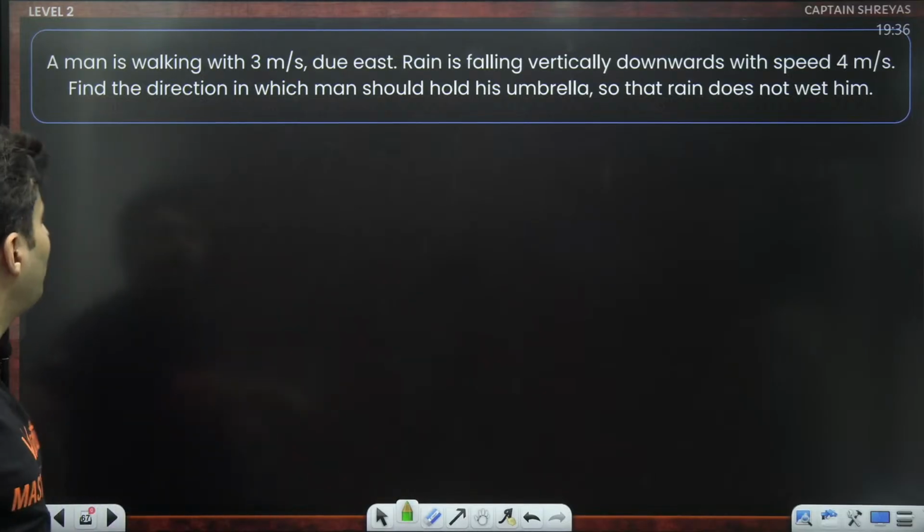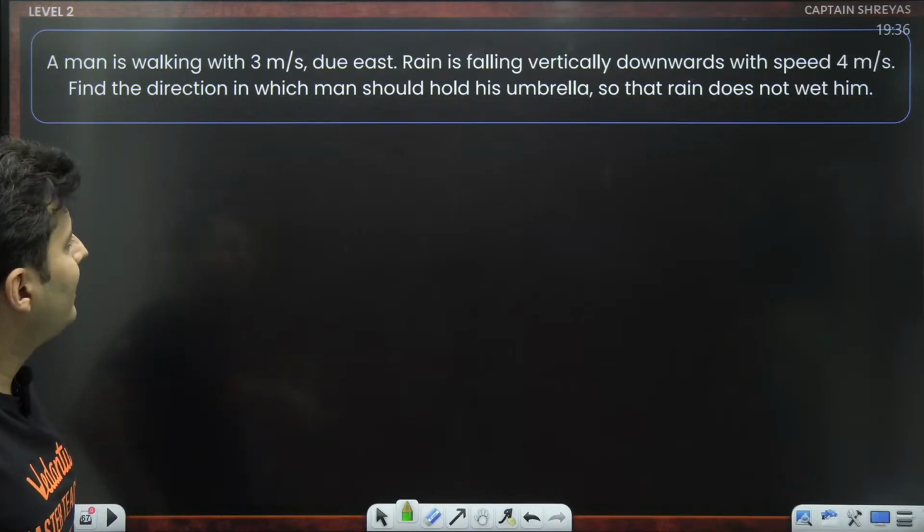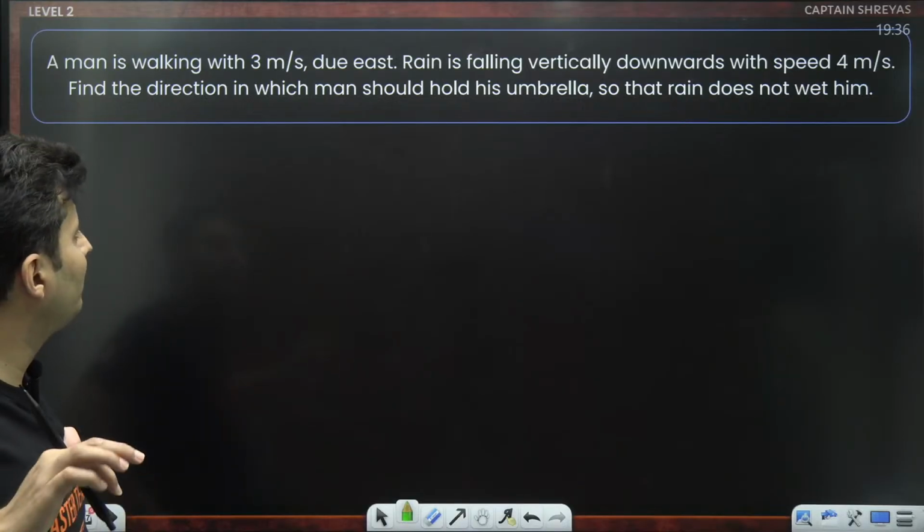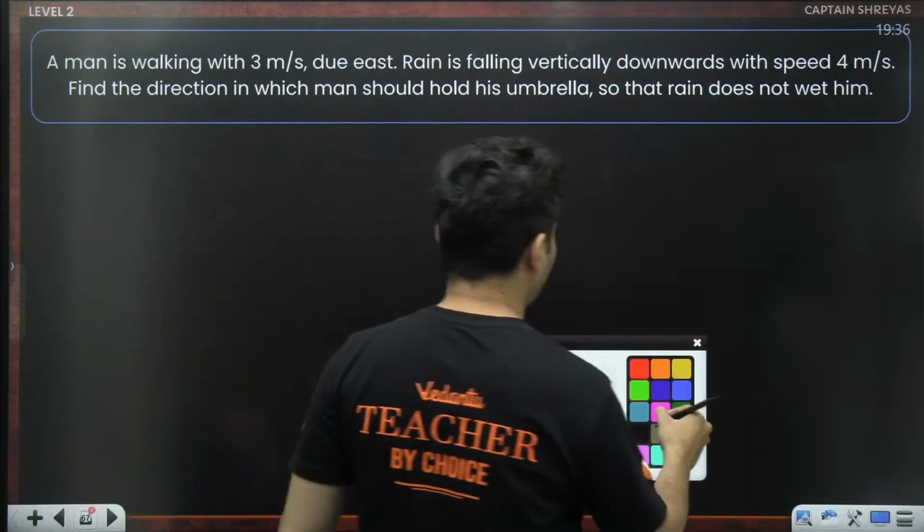Okay, that's all. A man is walking with a speed of 3 due east, rain is falling vertically down. Find the direction in which the person should hold the umbrella so the rain does not wet him.